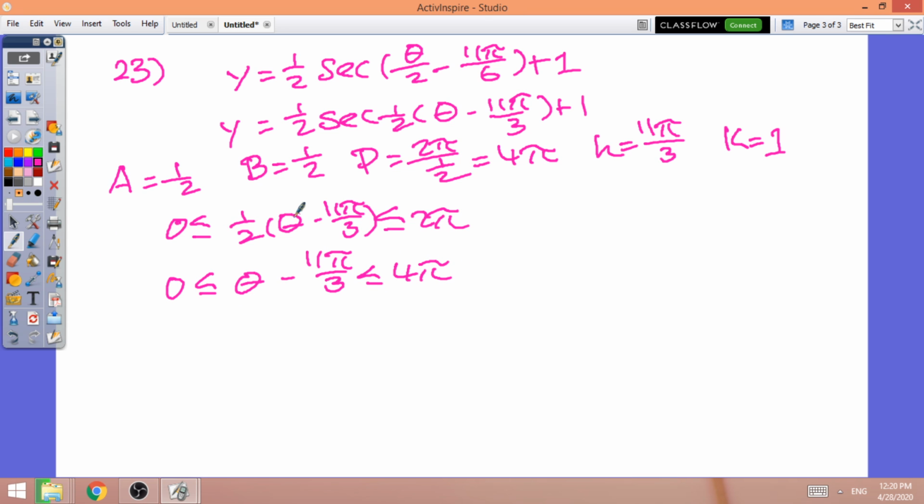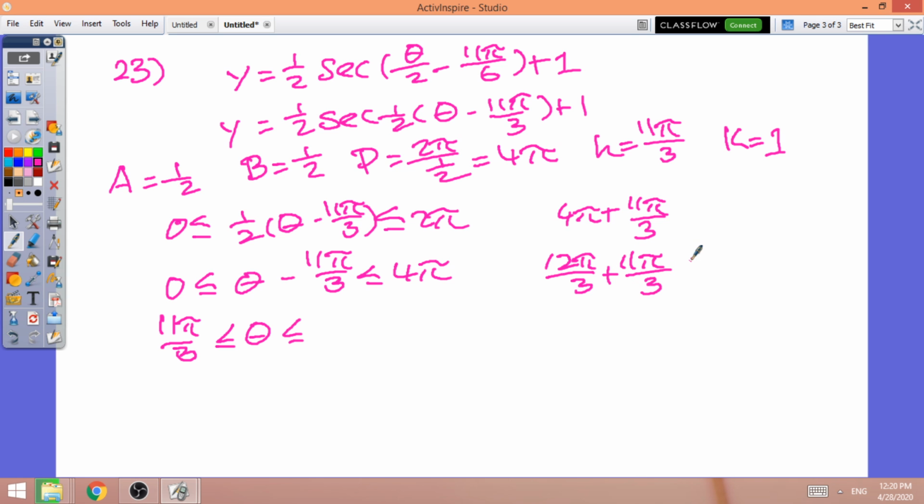Again, we multiply by 2 for each term. And then after that, you want to add 11 pi over 3. So we do have 11 pi over 3 is less than or equal to theta. So 4 pi plus 11 pi over 3, let's find out what that is. So common denominator is 3. So we got 12 pi over 3 plus 11 pi over 3, so we do have 23 pi over 3, which is the end point.